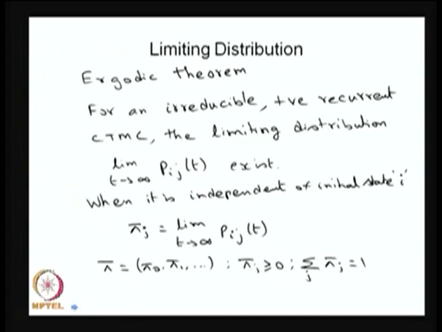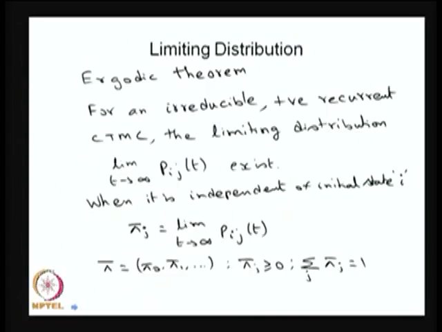Whenever the CTMC is irreducible, that means all the states are communicating with all other states. Since all the states are communicating with all other states, if one is of a particular type, say positive recurrent, then all the other states are going to be positive recurrent. If one is going to be null recurrent, then all the other states are also going to be null recurrent. So here I am making the assumption that the CTMC is irreducible as well as all the states are positive recurrent.